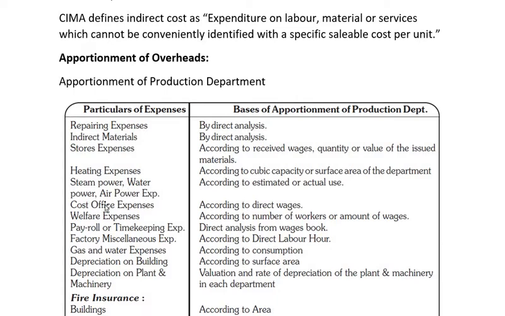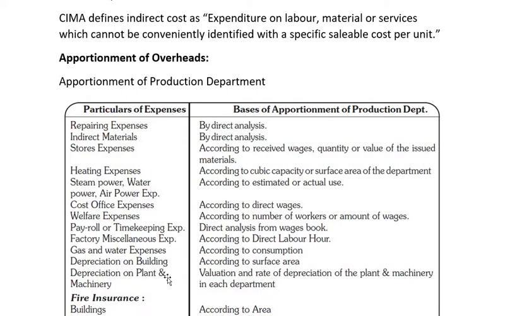Steam power, water power, air power expenses are distributed according to the estimated or actual use. Cost of office expenses are distributed according to direct wages. Welfare expenses are distributed according to number of workers or amount of wages. Payroll or timekeeping expenses are distributed as per direct analysis from the wage book. Factory miscellaneous expenses are distributed according to direct labor hour. Gas and water expenses are distributed according to consumption.